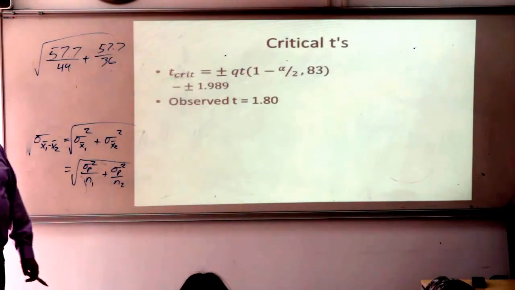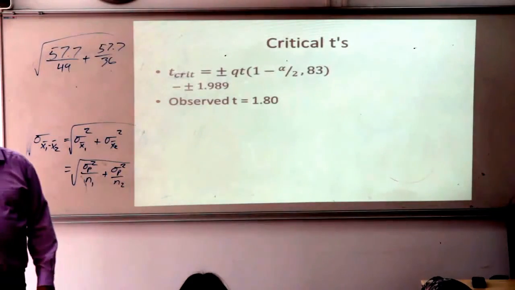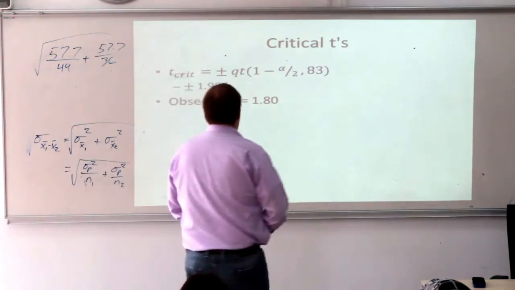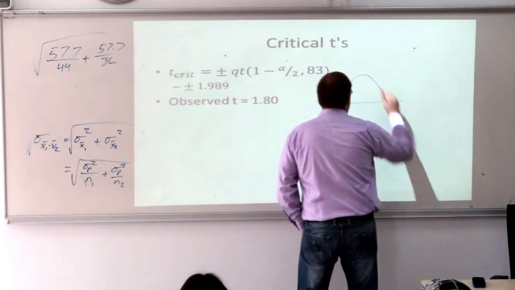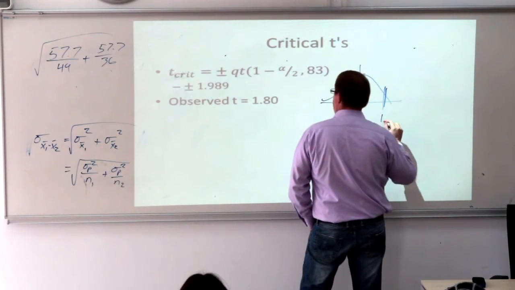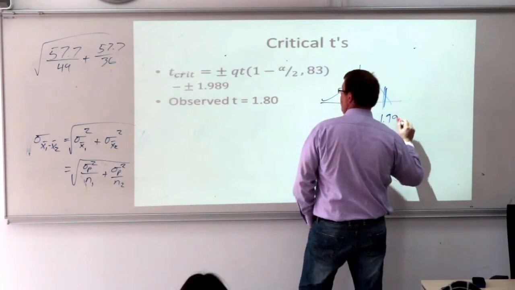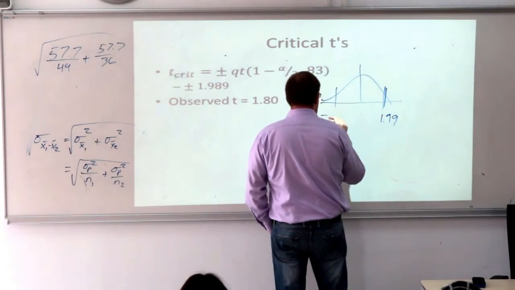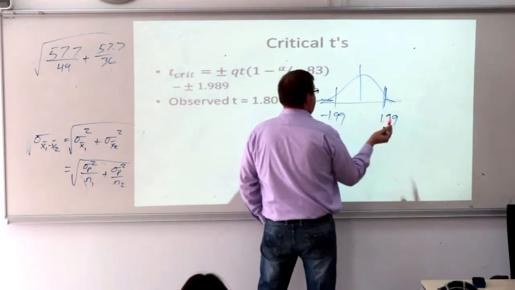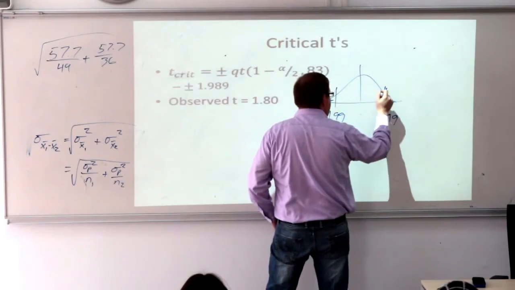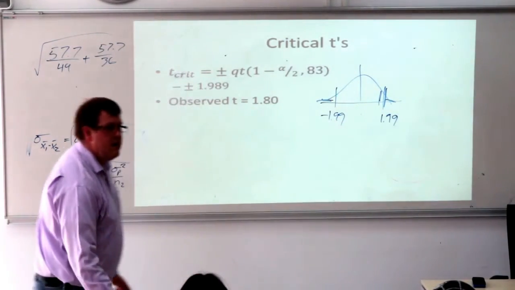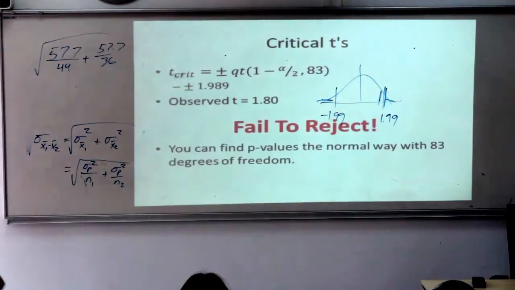Our observed t was 1.8. What do we do? Fail to reject. Why? It doesn't go beyond. If we were to draw our distribution, which I encourage, we're saying it needs to go beyond 1.9 stuff and or negative 1.9 stuff, right? It needs to fall over here. But it doesn't fall in these tails, it falls like here at 1.8. So, fail to reject. That's exactly right.